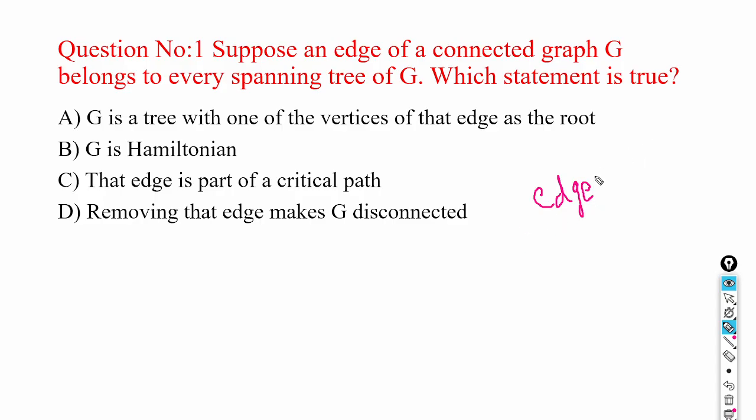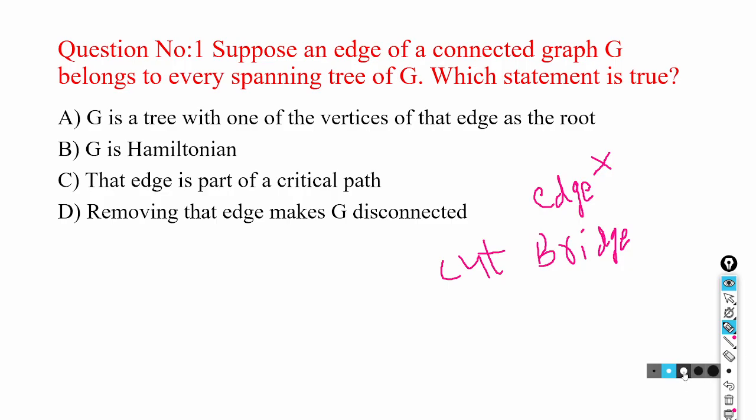Without the edge, the graph cannot remain connected. If we remove the edge, the graph is disconnected. This type of edge we call a bridge edge or cut edge. So here the definition: a bridge edge is an edge whose removal disconnects the graph.